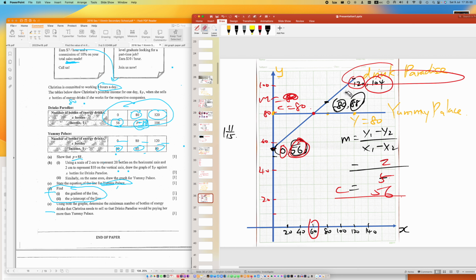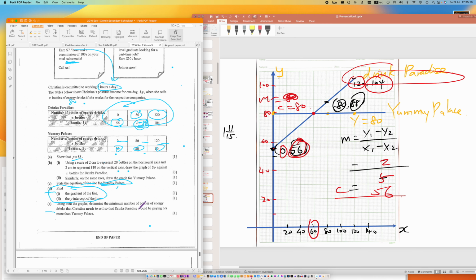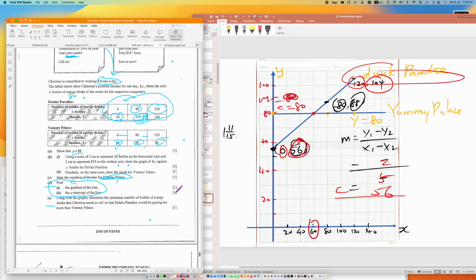If this person sells 60 bottles, they end up with the same salary or income. So as long as he sells beyond this, then he will make more than at Yummy Palace. So therefore 60. Okay, so that's how this question works. I find this question very, very good. I think this question can be a very good candidate for your upcoming exam.